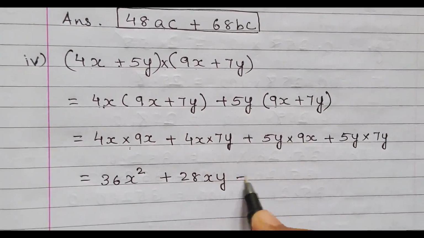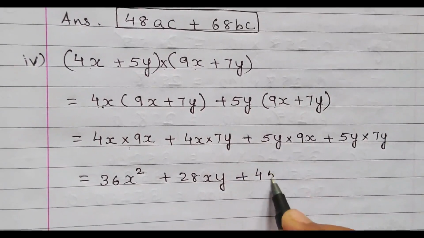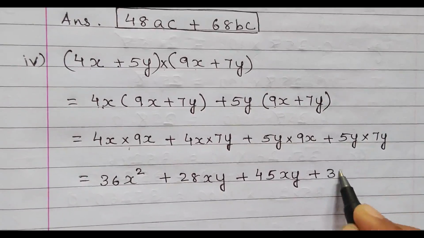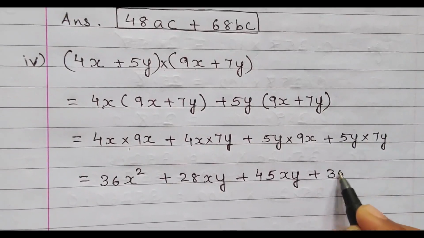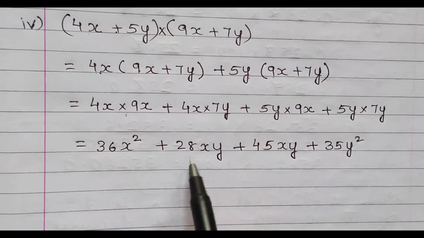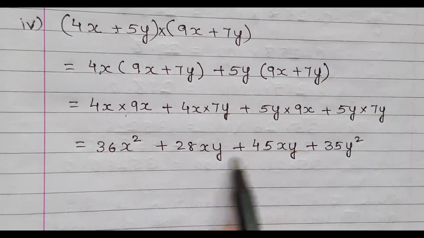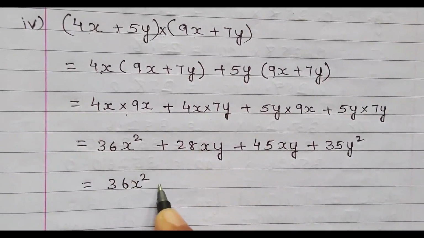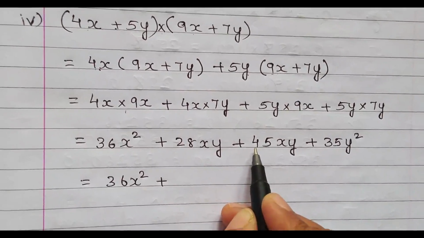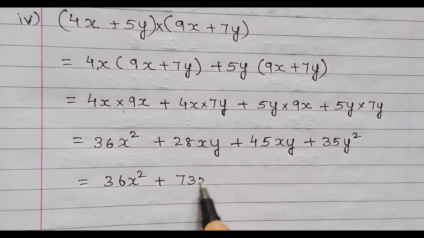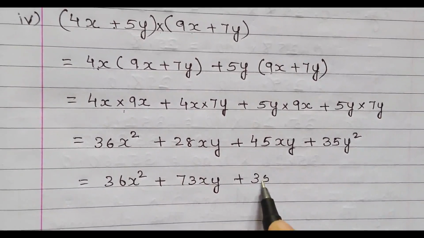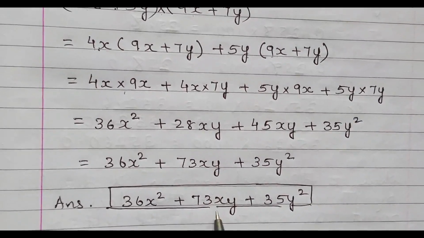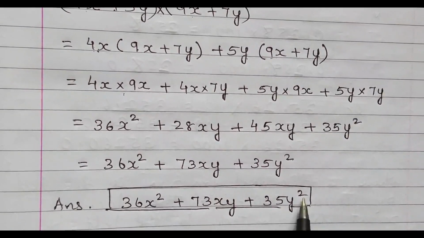28xy. Plus 9 5s are 45xy. Plus 7 5s are 35. Y multiplied by y is y square. So now if you see, these two are like terms. So we can add the two terms. So we have 36x square plus 28 plus 45, 73xy plus 35y square. So your answer is 36x square plus 73xy plus 35y square.